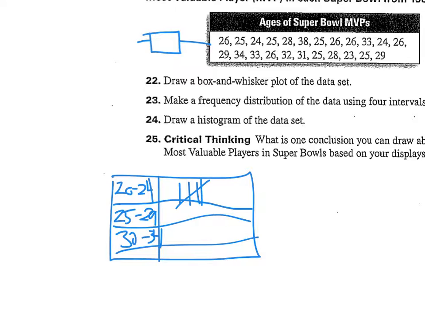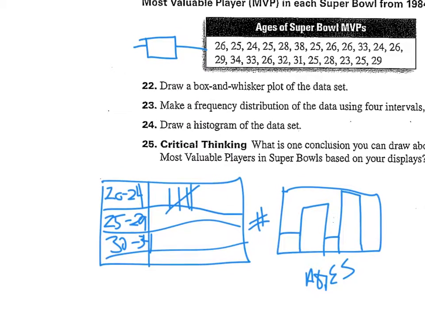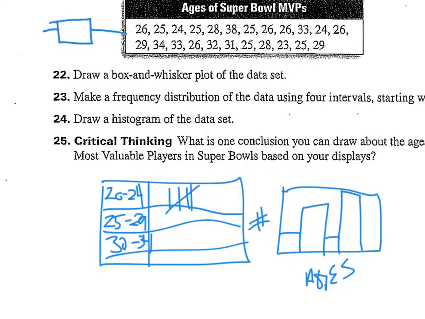And then draw a histogram in number 24. Now the histogram is you're actually graphing this data. So you're going to put the ages down here, and then the number of people of those ages. So your bar graph's going to look something like this. Oops, there we go. I don't know why that sticks like it.